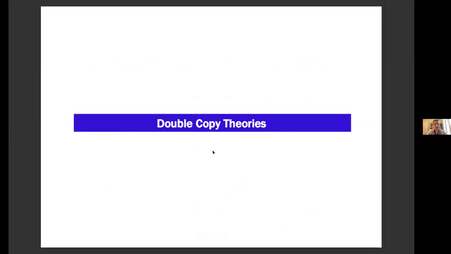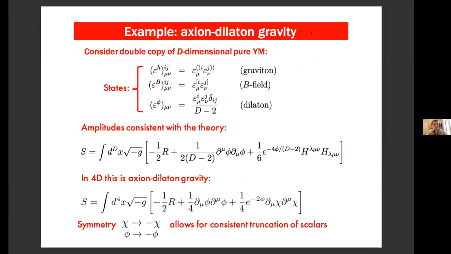The simplest theory that we can consider is axion-dilaton gravity, or in our dimension, it would be rather a B field rather than an axion. You can just look at the states. You can easily construct the polarization tensors through double copying the graviton. You pick out the traceless symmetric part here, then the antisymmetric part here, and then you pick out the trace to get the dilaton.